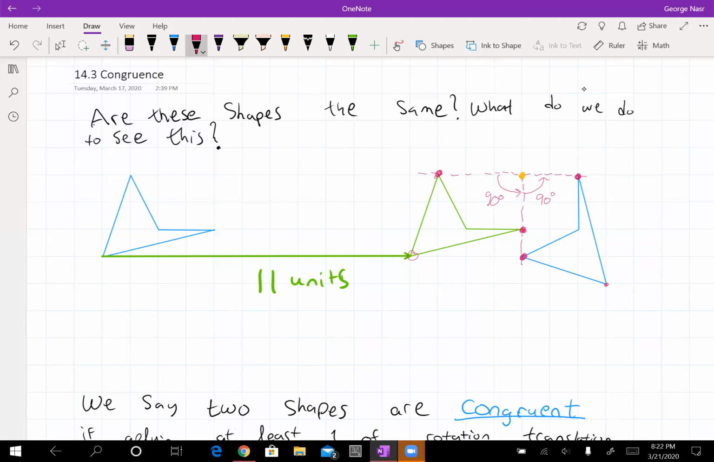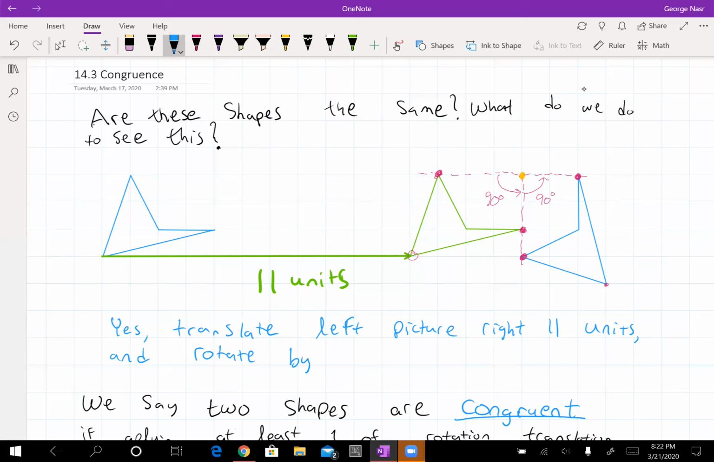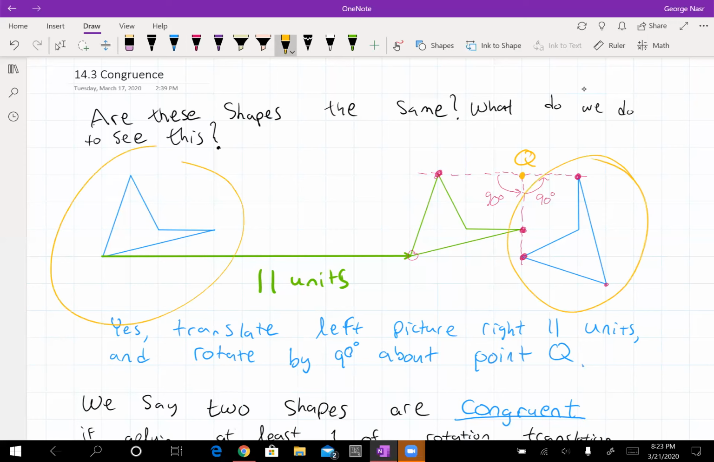And so what I'm showing you is that the answer to this question is yes, because we can translate the left picture right 11 units and rotate by 90 degrees about, let's just call it point Q, and we'll go back and give it that name, Q. Okay, so are these two shapes here and here the same? Yeah, definitely. We can tell that just by looking at it.